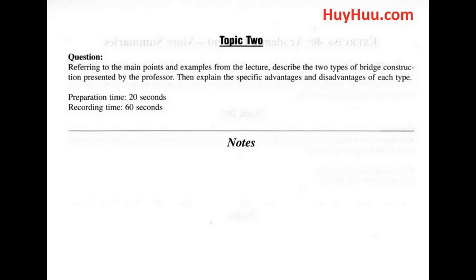Referring to the main points and examples from the lecture, describe the two types of bridge construction presented by the professor. Then explain the specific advantages and disadvantages of each type. Please prepare your answer after the beep.